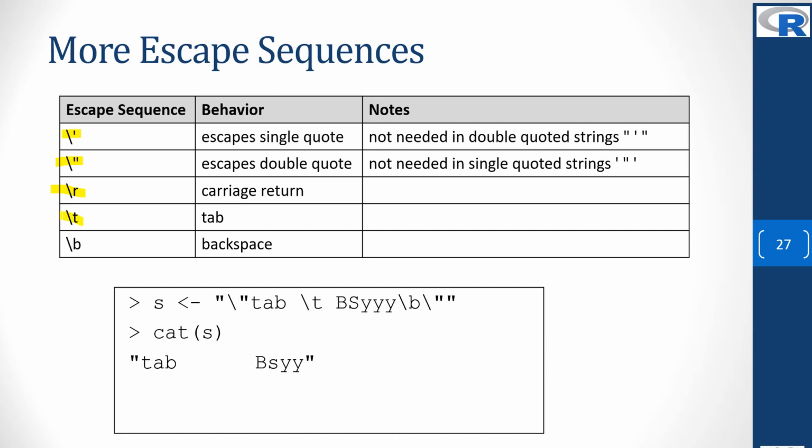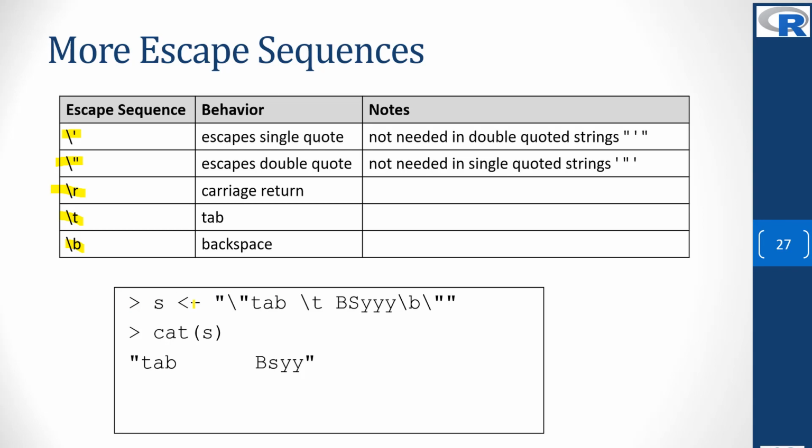We have a tab character. You can embed this and it will display as 4 or 8 spaces depending on the settings in your current environment. We have a backspace, the B following the escape character. This will backspace. The support of these really depends on your environment, depends on your console, whether you're in RStudio or just running from the command line. Sometimes they'll work, sometimes they won't. You'll just have to test them to determine which ones work in your environment and which ones don't.